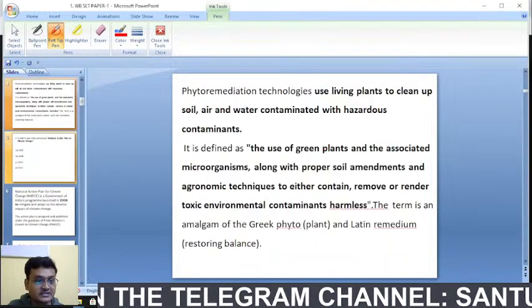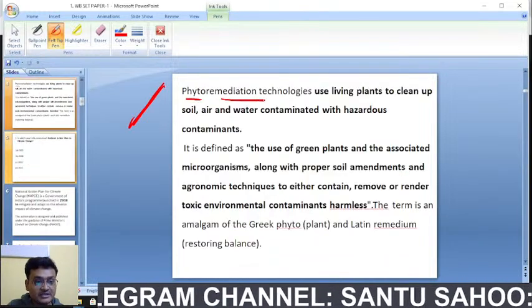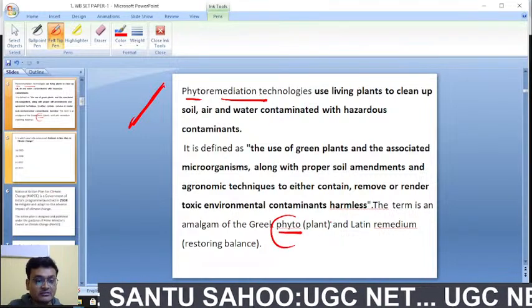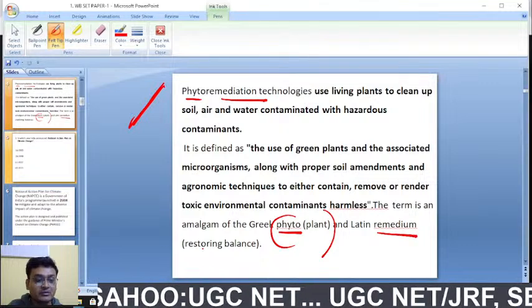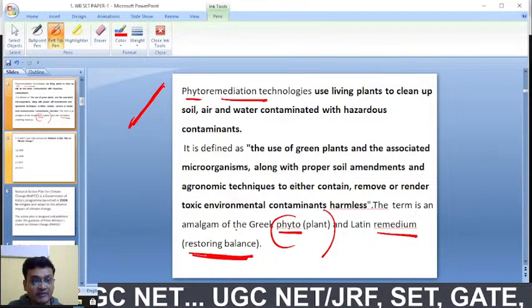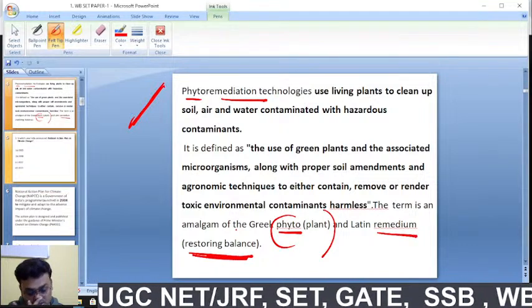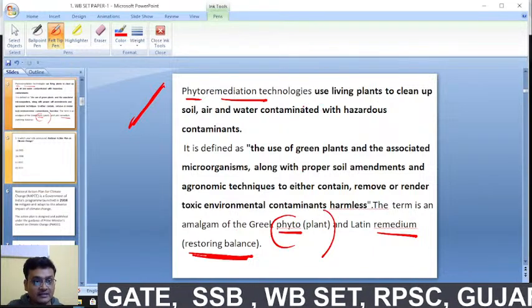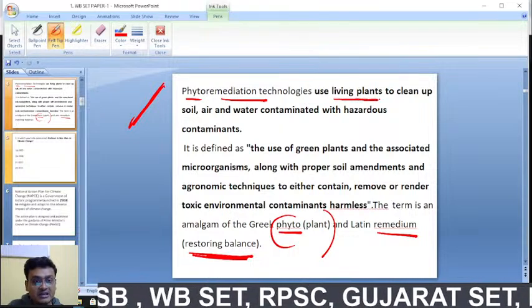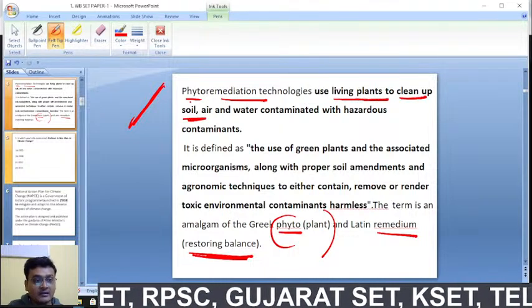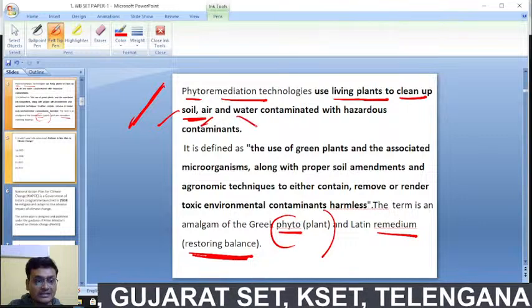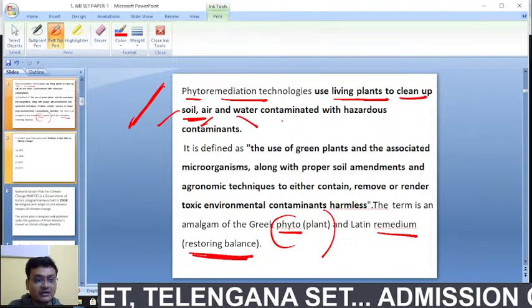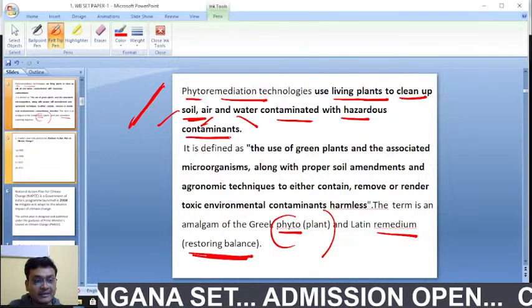And here is the explanation. Phytoremediation is actually an amalgamation of the Greek word phyto, that is phyto means plant, and the Latin remedium, you know, restoring the balance. When you are restoring the balance of the environment, it is known as phytoremediation. And this technology uses living plants to clean up the soil. तो soil को भी, air को भी, water को भी. ठीक है. It is to clean up, to restore the soil, air and water contaminated with hazardous contaminants.